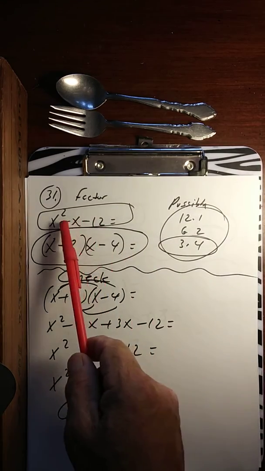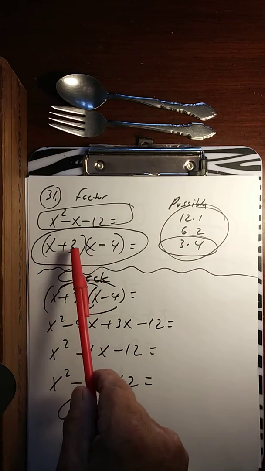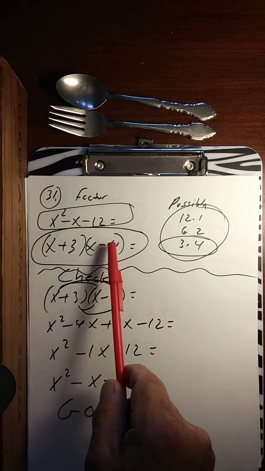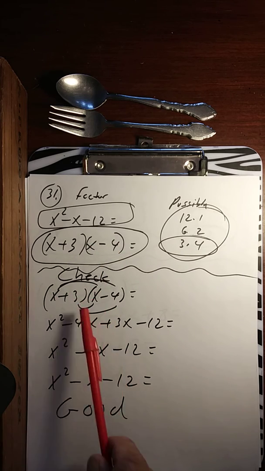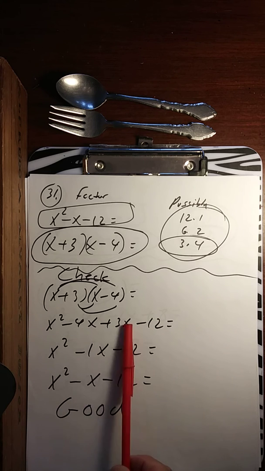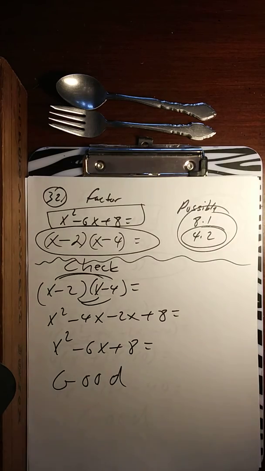So we have factor. Again, we have possible answers. We're going to try 3, 4. So x plus 3, x minus 4. So we go from there. X times x squared minus 4x plus 3x minus 12. And this right here is going to give you negative 1x, which is just negative x. So x squared minus x minus 12 matches. Yes, it's correct. It's good.